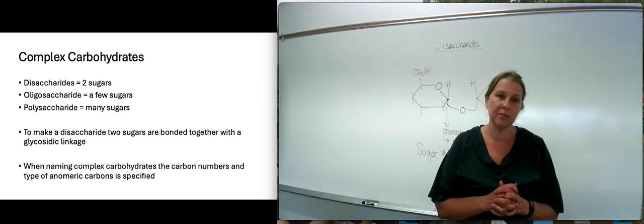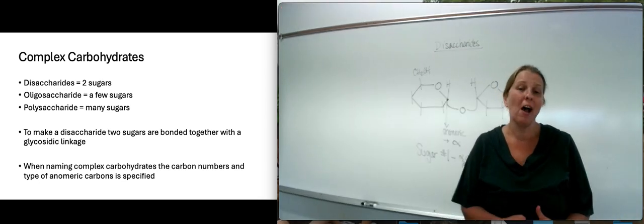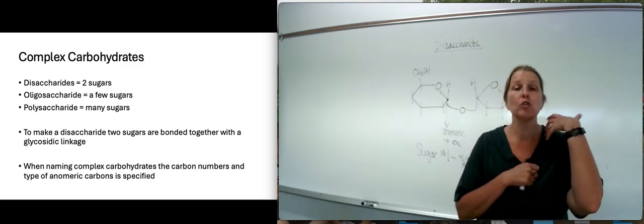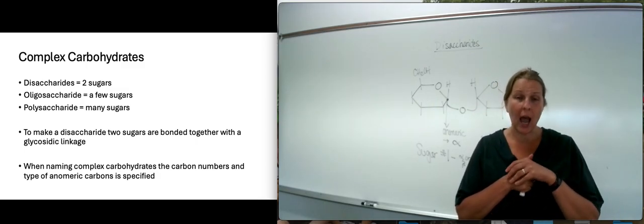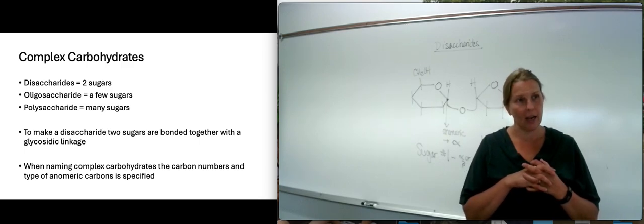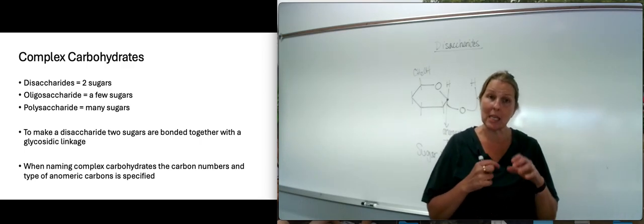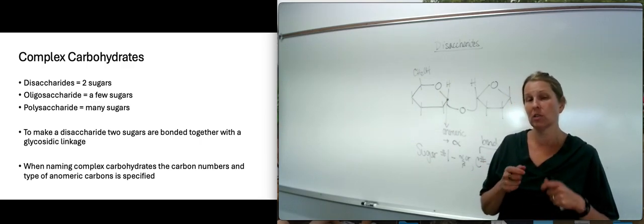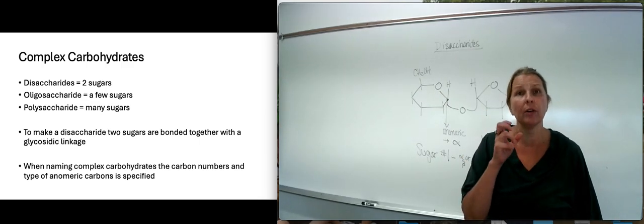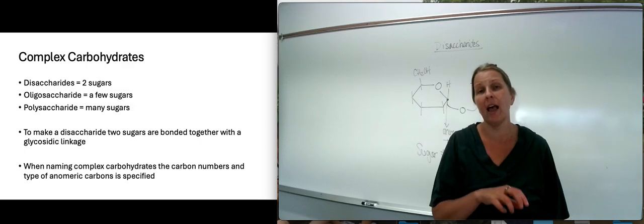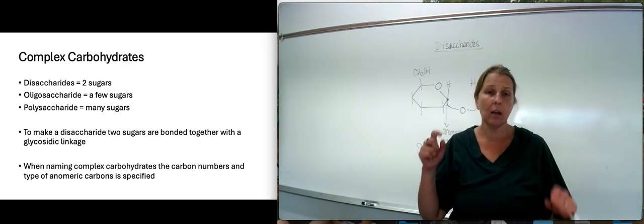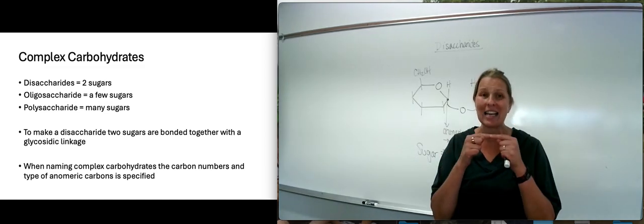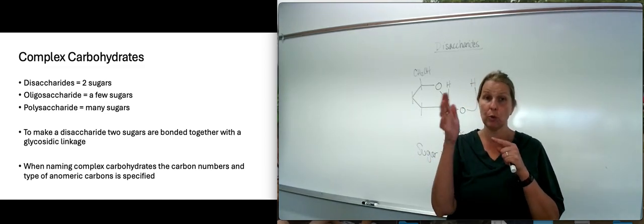So now that we've had a lot of practice, hopefully, going from the linear structures of the Fisher projections to the ring formation, we can now talk about disaccharides and polysaccharides and oligosaccharides, because these are formed when things are in the ring formation. So that designation of whether something is alpha or beta is very, very important to how we tell what the linkages are between two different sugars. Because once we make that linkage, we actually stop the ability to go back and forth between the linear structures.